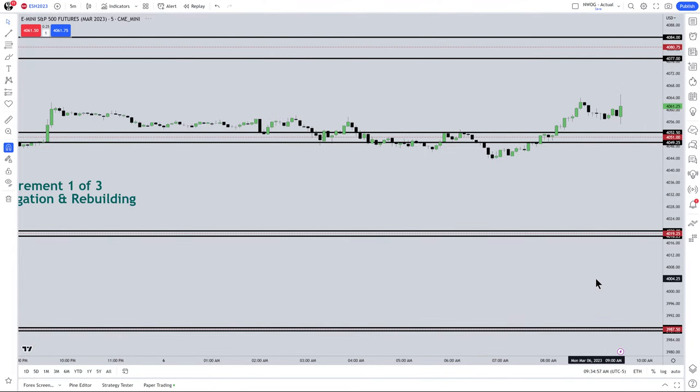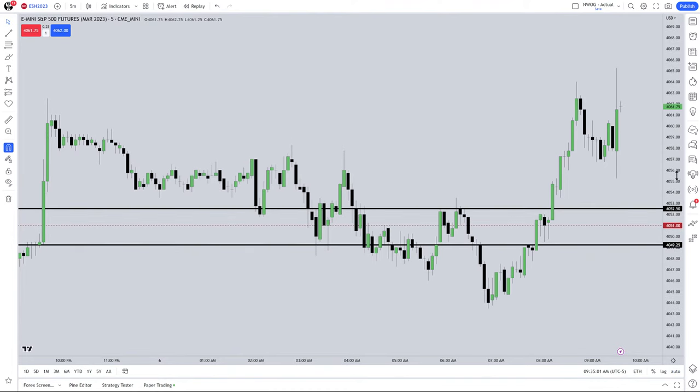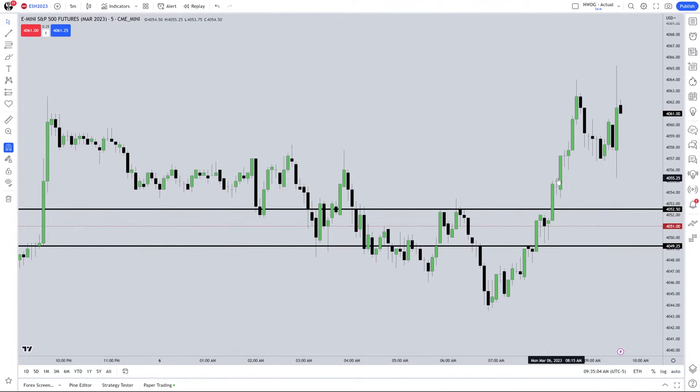We'll drop down to a 5 minute chart using this time frame. Okay, so if you look at this little fair value gap right here, I'm going to try something. Somebody suggested something to me. I'm not sure if it's even working.